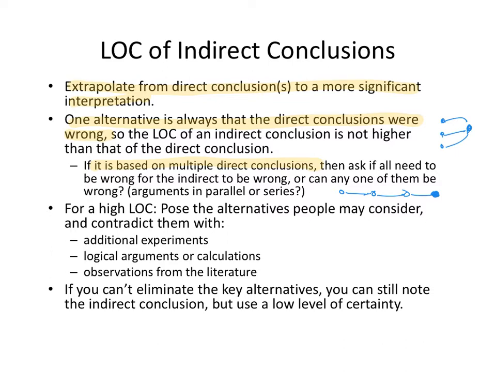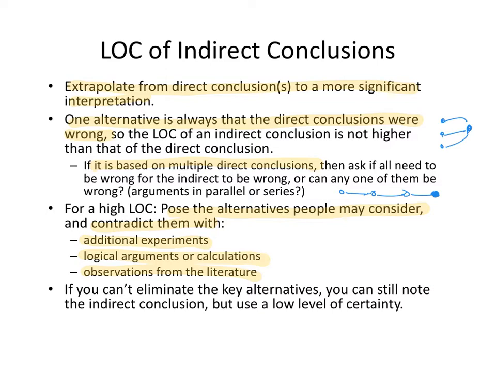So in addition to addressing the level of certainty of the direct conclusions, we want to look at what alternatives you might consider to the indirect conclusion being true. So perhaps the direct conclusion is true, but the indirect isn't, and try to understand then how. So first we're asking what those alternatives could be, and then if there are alternatives you think of, are they contradicted with additional experiments, logical arguments, calculations, observations from the literature, etc.